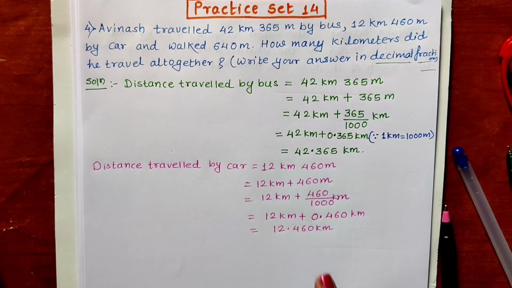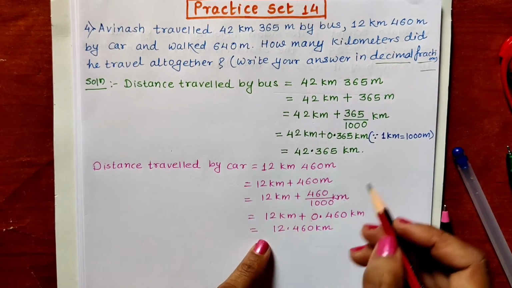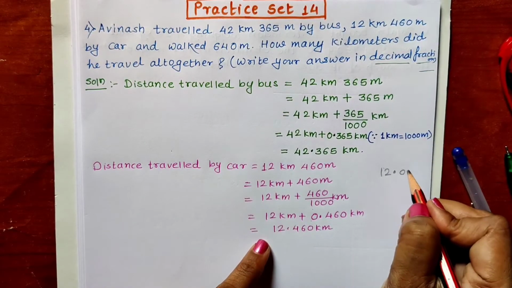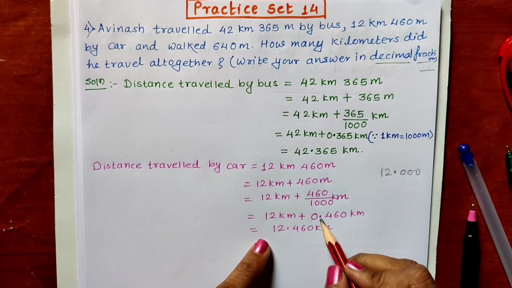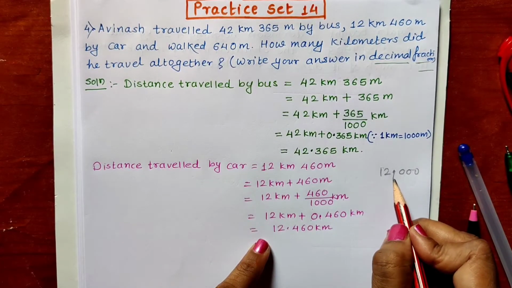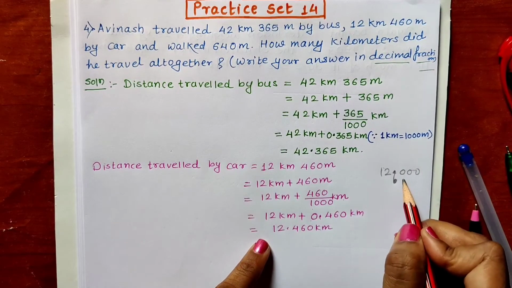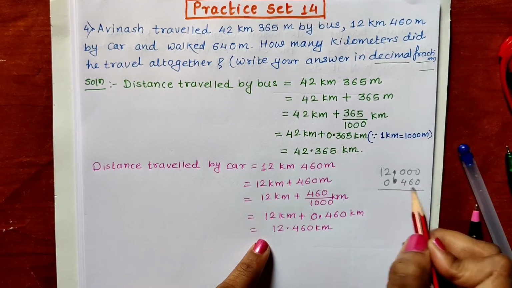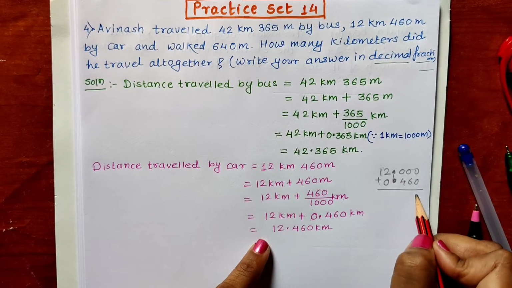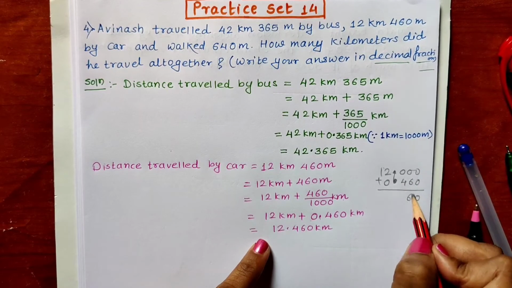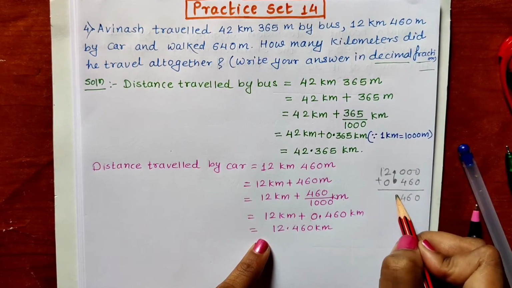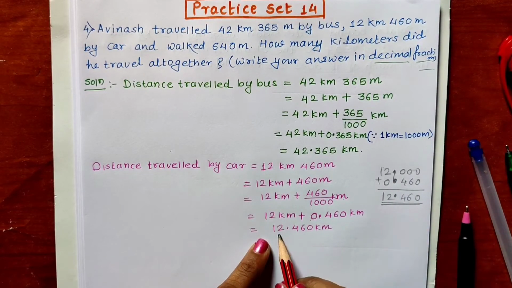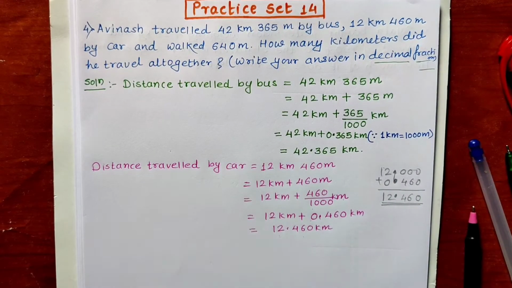When we add this, what will we get? We get 12.460, because in 12 the decimal point is not there, so we put the decimal point and then we can write the zeros. Here we write point below point. On the right hand side 460 is there, on the left hand side 0 is there. When you add this, 0 plus 0 is 0, 0 plus 6 is 6, 0 plus 4 is 4, point below point, and 12 plus 0 is 12. So in this way we get the answer 12.460 kilometer.